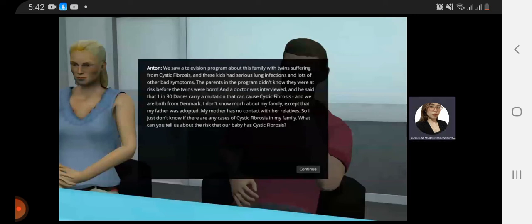I don't know much about my family, except that my father was adopted. My mother has no contact with her relatives, so I just don't know if there are any cases of cystic fibrosis in my family. What can you tell us about the risk that our baby has cystic fibrosis?